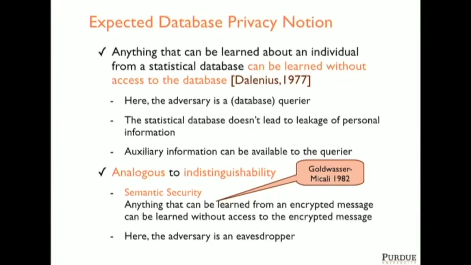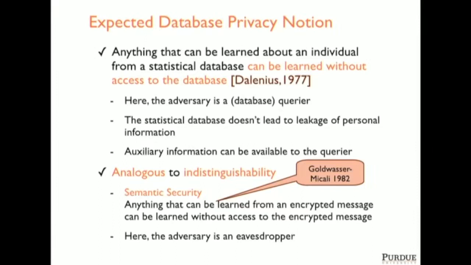So semantic security is a notion which says that anything that can be learned from an encrypted message can be learned even without having access to the ciphertext. Okay, let's say you encrypt a message, and any information about that message obtained by looking at the ciphertext can also be learned without it. Let's say you know that the message is either yes or no.